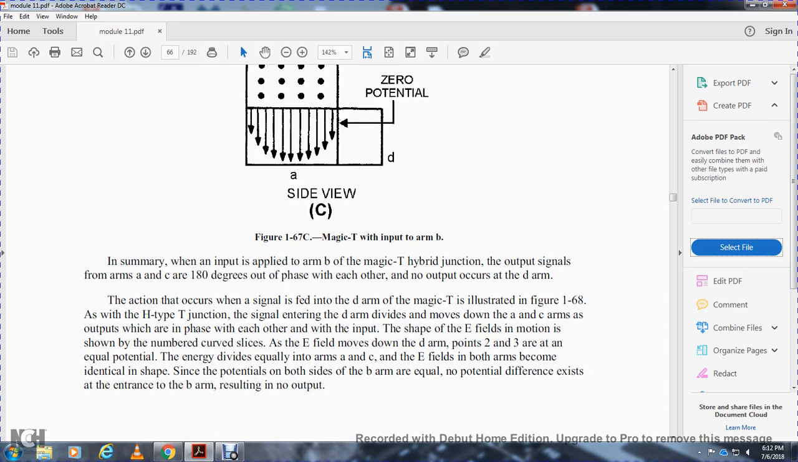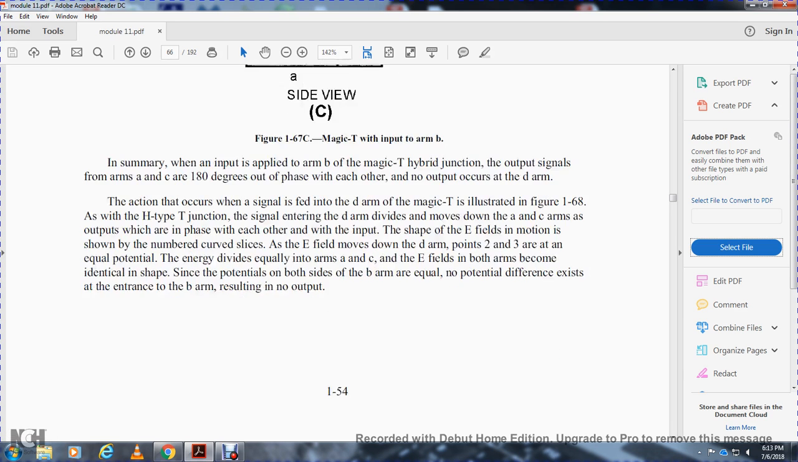This action occurs when the signal is fed to the D arm of the Magic T, illustrated in Figure 168. This is the type of H-plane junction, with the signal entering the D arm and moving down to the A and C arms, with outputs in phase with each other. The electric field moves downward toward the D arm. Points 2 and 3 are at equal potential. The energy divides equally into the A and C arms, and the fields in both arms become identical in shape. But since the potential on both sides of the B arm is equal, no potential difference exists at the entrance of the B arm, resulting in no output.